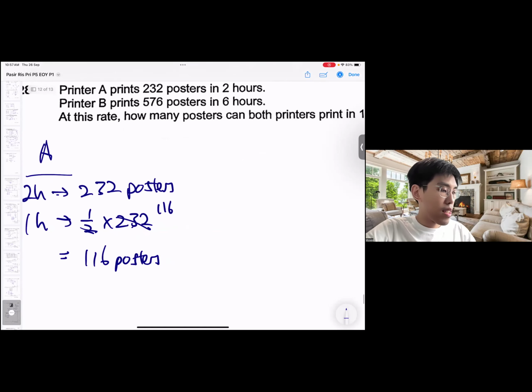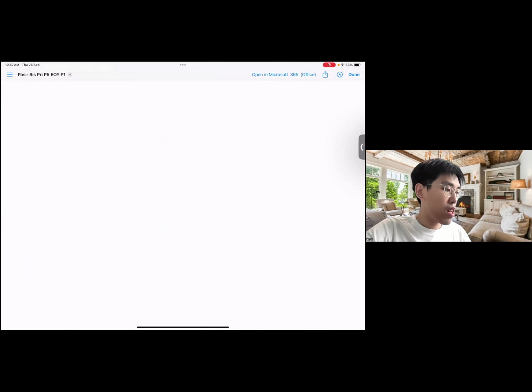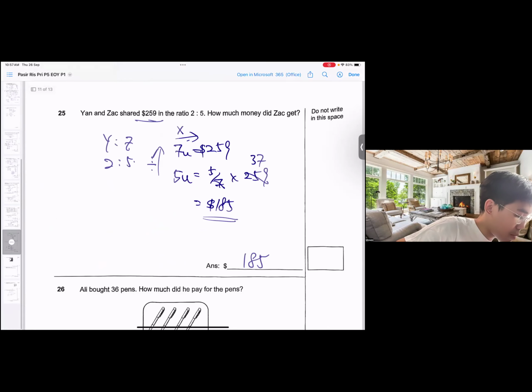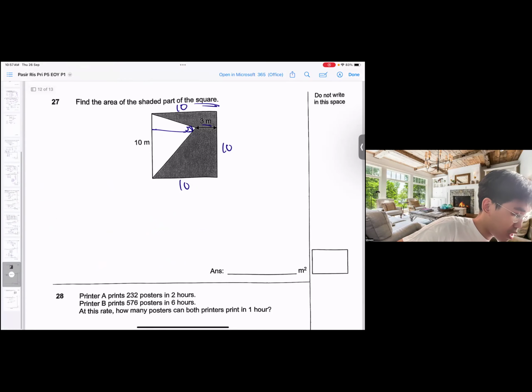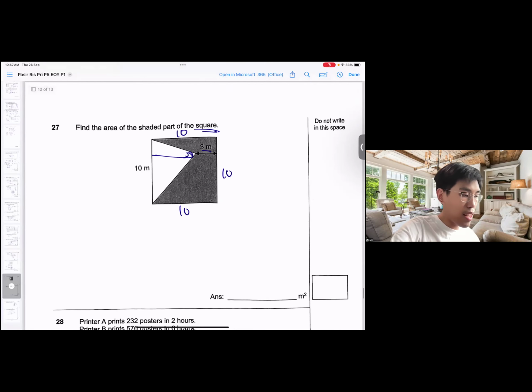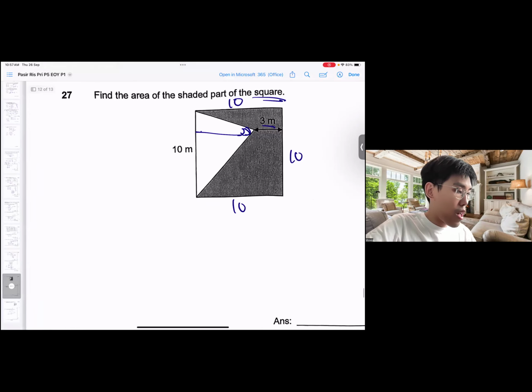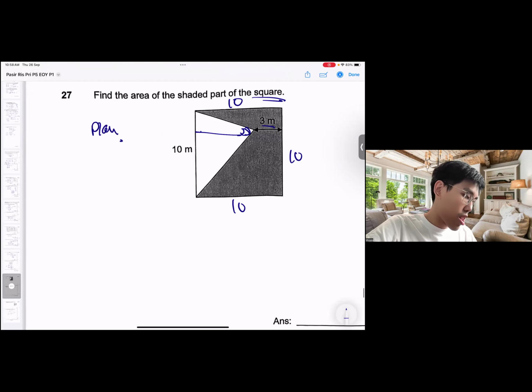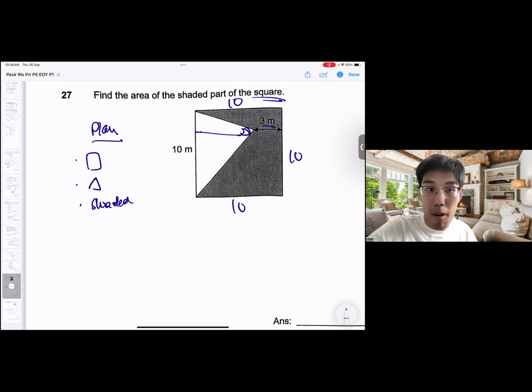Next for B. Alamak, what happened to my working again? Oh, okay. Let me just quickly write this one again. Sometimes the things don't really synchronize in the solving, so it gets quite troublesome nowadays. So this is the shaded. Okay, once again, give me another chance to write the plan properly.